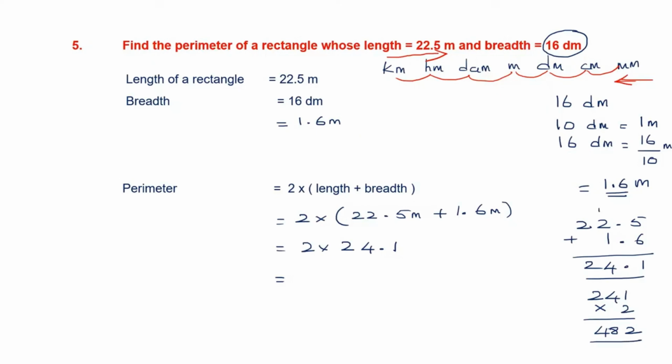Now look at the question. There is one decimal place. So your answer also should have one decimal place. So what do we get now? 48.2 meters. So we have found the perimeter. The perimeter is 48.2 meters. This is our answer.